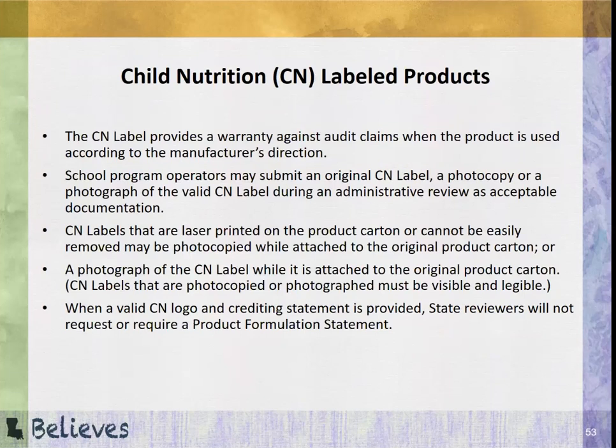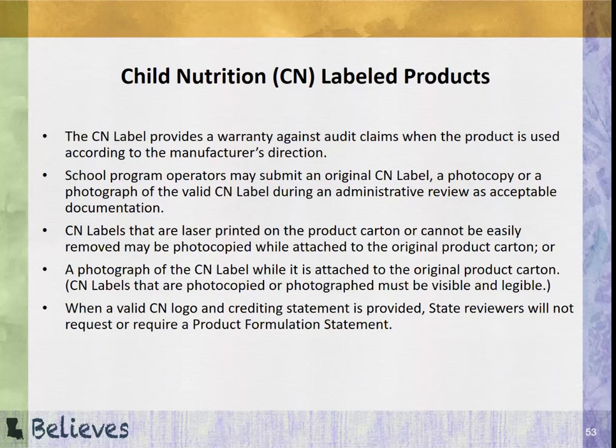The CN label provides a warranty against audit claims when the product is used according to the manufacturer's directions. School program operators may submit an original CN label, a photocopy, or a photograph of the valid CN label during an administrative review as acceptable documentation.